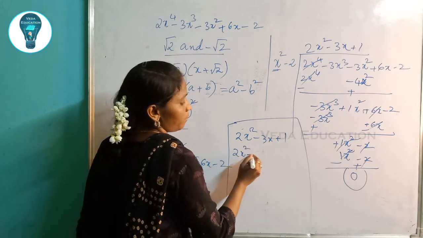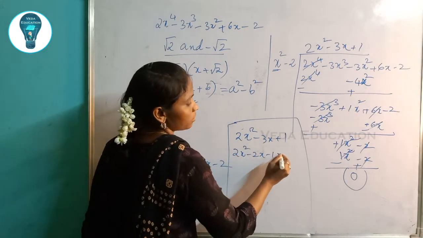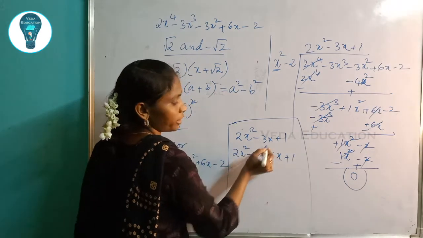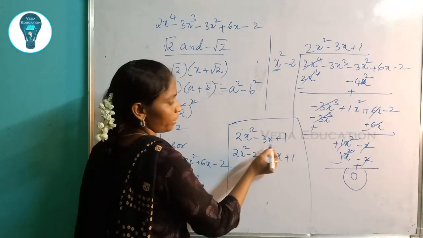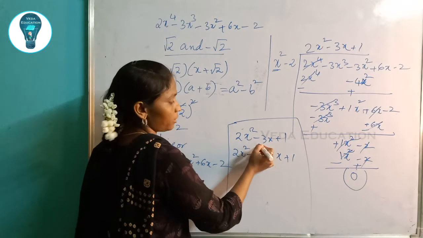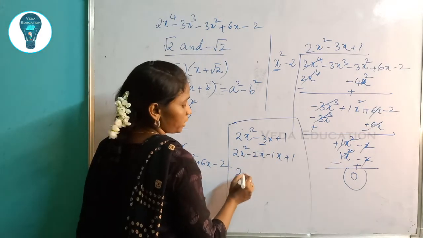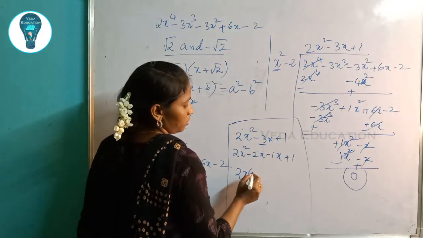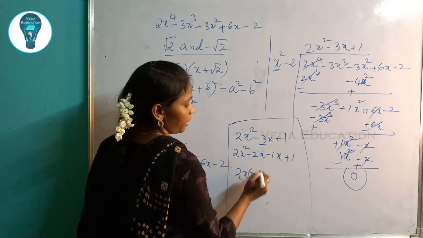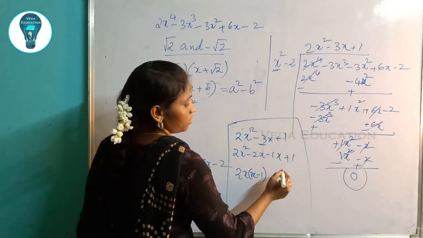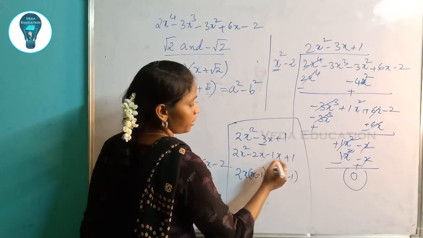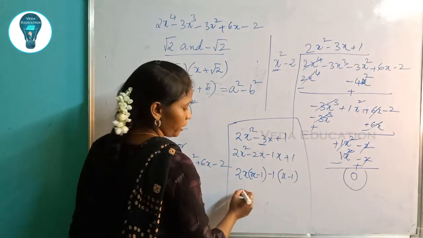2x square minus 2x minus 1x plus 1. Splitting of 3x. Okay, 2 ones are 2, and 2 plus 1 you will get 3 here. Got it? 2x common. Here left is x and here left is minus 1. The same polynomial is considered here, x minus 1, and here minus 1 left. So 2x minus 1.